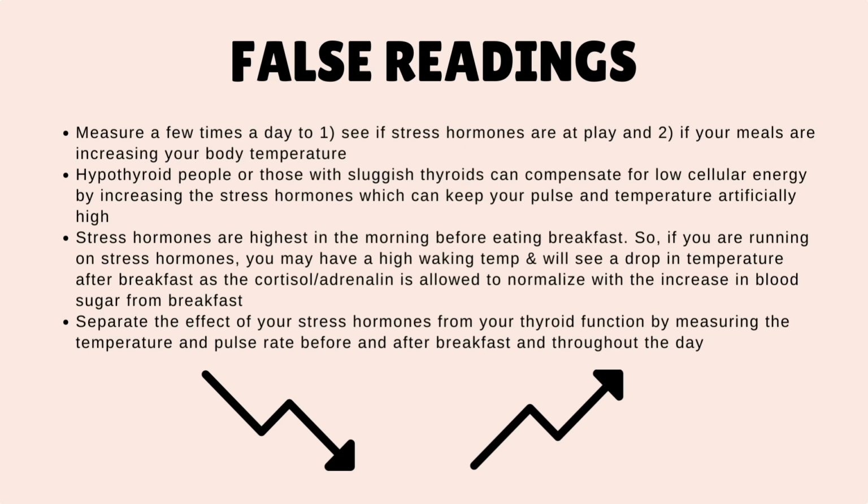And like we mentioned, stress hormones are highest in the morning before you eat breakfast. So if you are running on stress hormones, you may have a high waking temp, but then you'll see a drop in your temperature after breakfast as those stress hormones are allowed to normalize with the increase in blood sugar from the food that you just consumed. So you can separate the effect of your stress hormones from your thyroid function by measuring your body temperature and pulse before and after breakfast and then throughout the day.